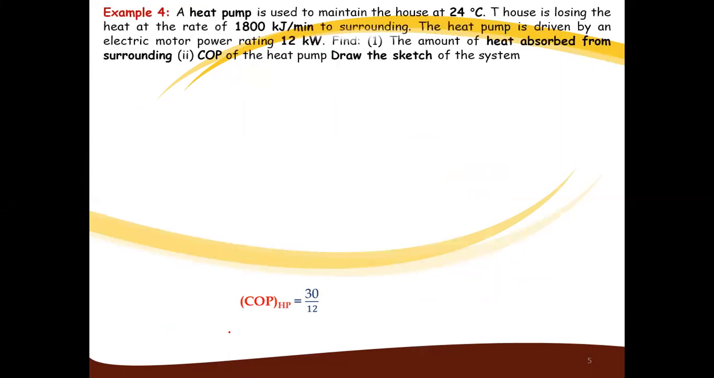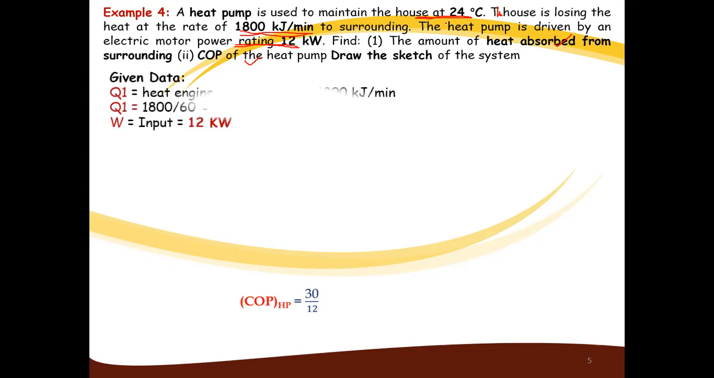Now we have a next problem which is based on the heat pump. A heat pump is used to maintain the house at 24 degrees Celsius. The house is losing heat at a rate of 1800 kilojoule per minute to the surrounding. The heat pump is driven by an electric motor having a power rating of 12 kilowatt. So input power is 12 kilowatt. Find the amount of heat absorbed from surrounding and COP of heat pump.